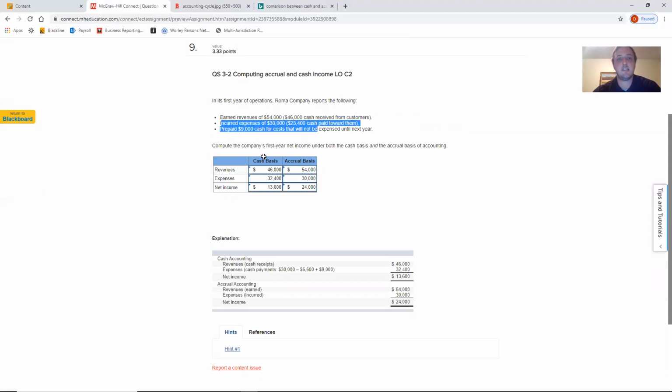Okay, so from a cash basis, we're only going to take the 23,400 and the 9,000, add those together, you get 32,400. Net income is revenue minus expenses. So our cash basis is 13,600. Under accrual, it's the 54,000 that we earned minus the 30 that we incurred. We're at 24.